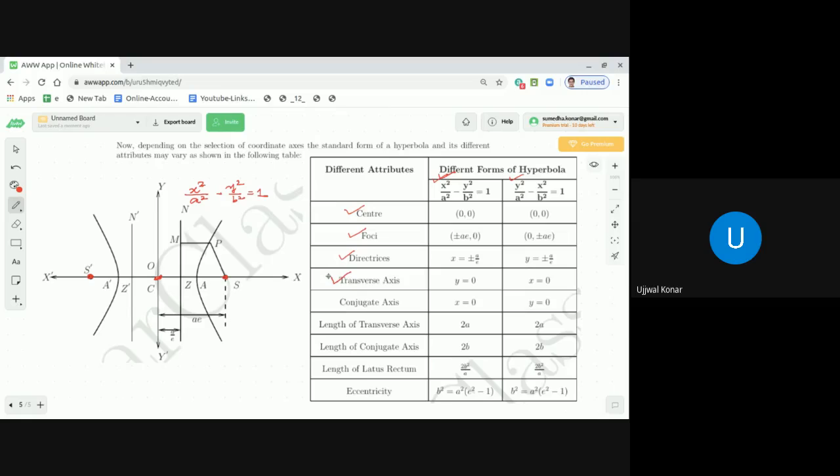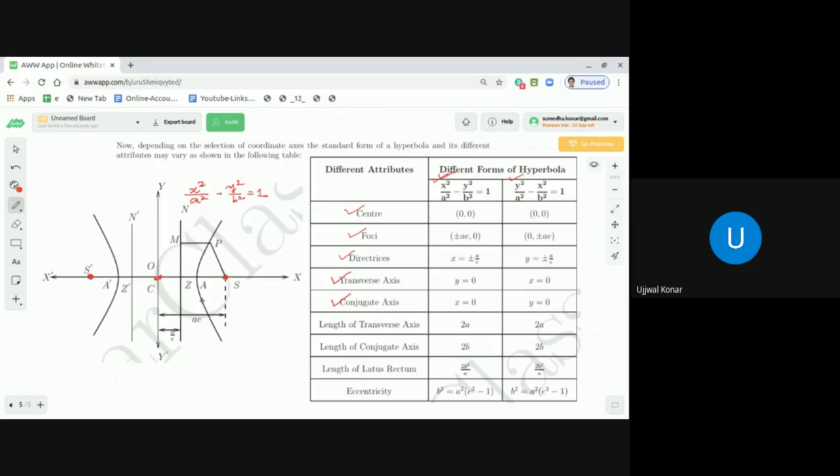For the second form, just replace x by y and y by x, and we get that it is x equal to 0. What is the conjugate axis? The conjugate axis is nothing but perpendicular to the transverse axis. So for the first form, as the equation of the transverse axis is y equal to 0, the equation of the conjugate axis should be x equal to 0. Now, in a similar manner, for the second form of the hyperbola, the transverse axis is x equal to 0 and the conjugate axis is y equal to 0. So what is the length of the transverse axis in both the cases? It is 2a, and the length of the conjugate axis in both the cases is 2b.